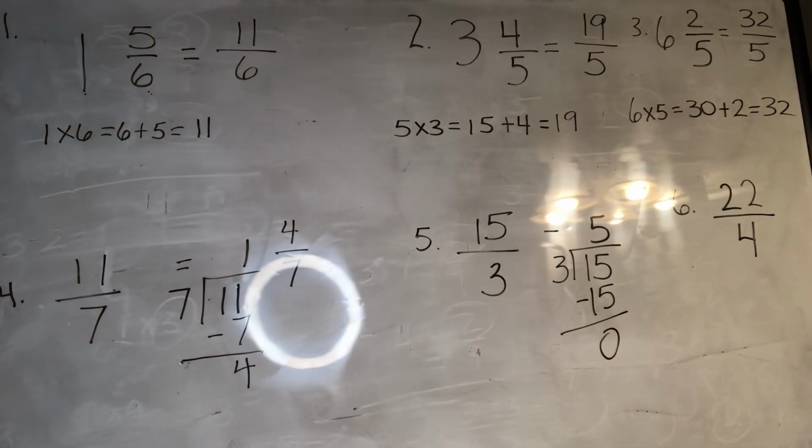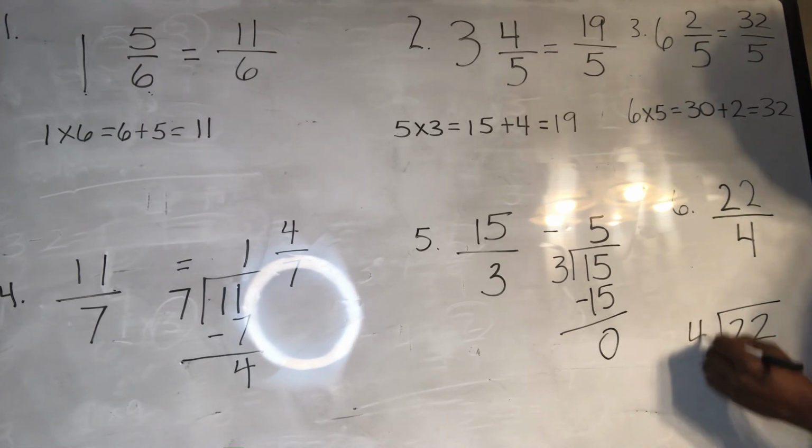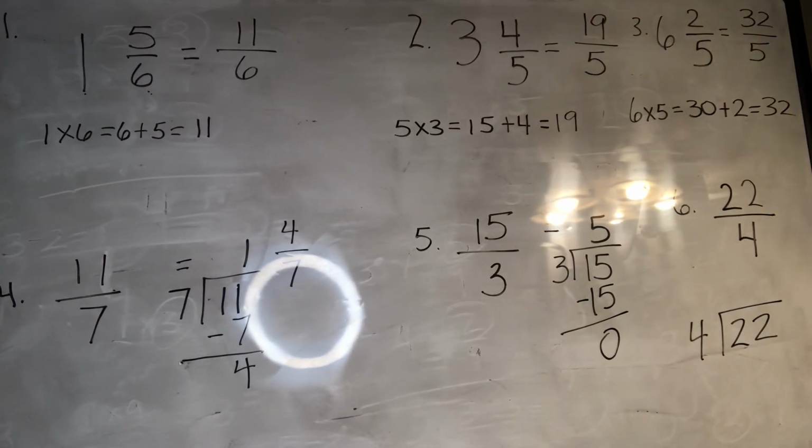Alright, for the last one on these practice problems, guys, we have 22 over 4. We're going to do the same thing. We're going to put that 22 in the house and the 4 on the outside. So now we're going to think of groups of 4. How many groups of 4 can we get? Well, first we look at the first number, our 4.